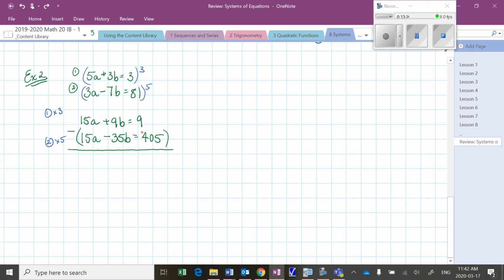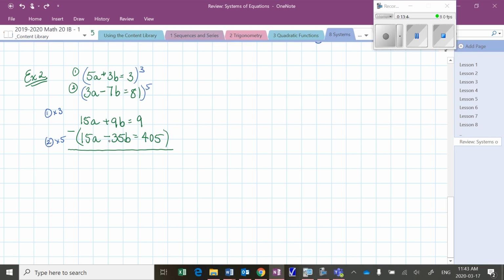Or if you absolutely insist on doing subtraction, if it works, yep, go for it. However, if you find yourself making a lot of errors, I would strongly suggest that you look at multiplying it by -5 so that you have opposites that you can just go ahead and add. Okay, so just providing these cues for our brain helps us to make fewer mistakes. So 15a minus 15a is just going to be 0.